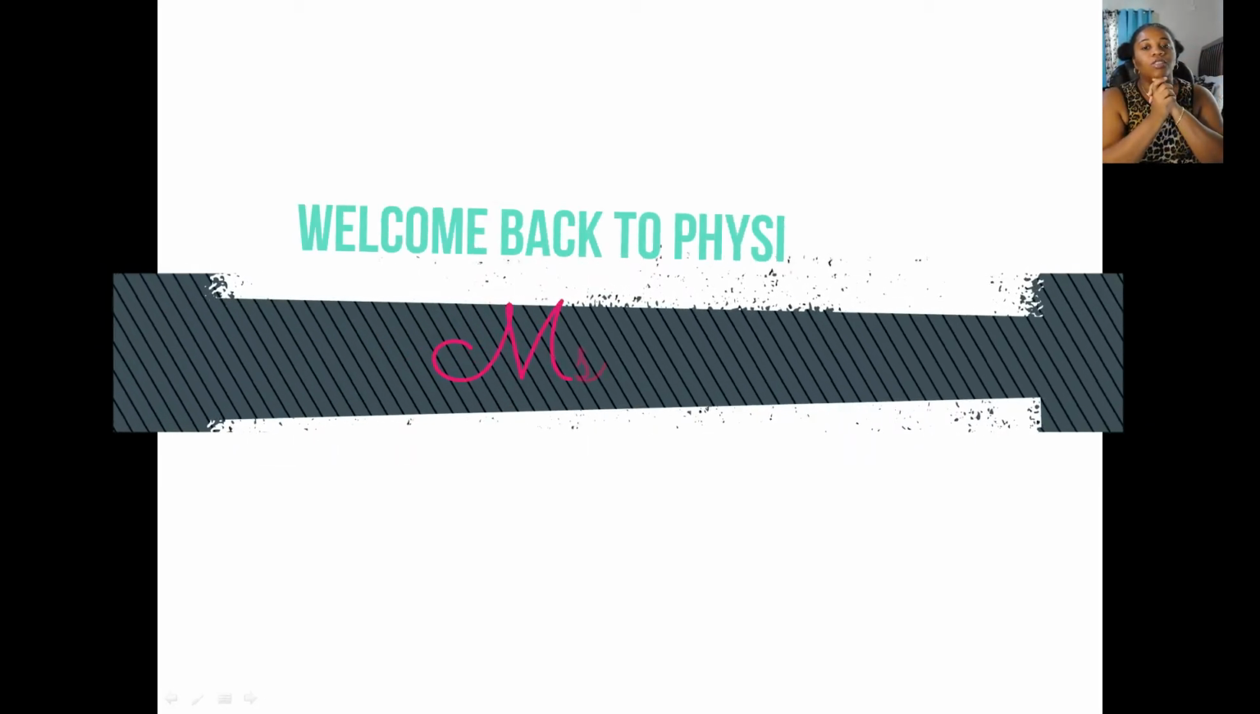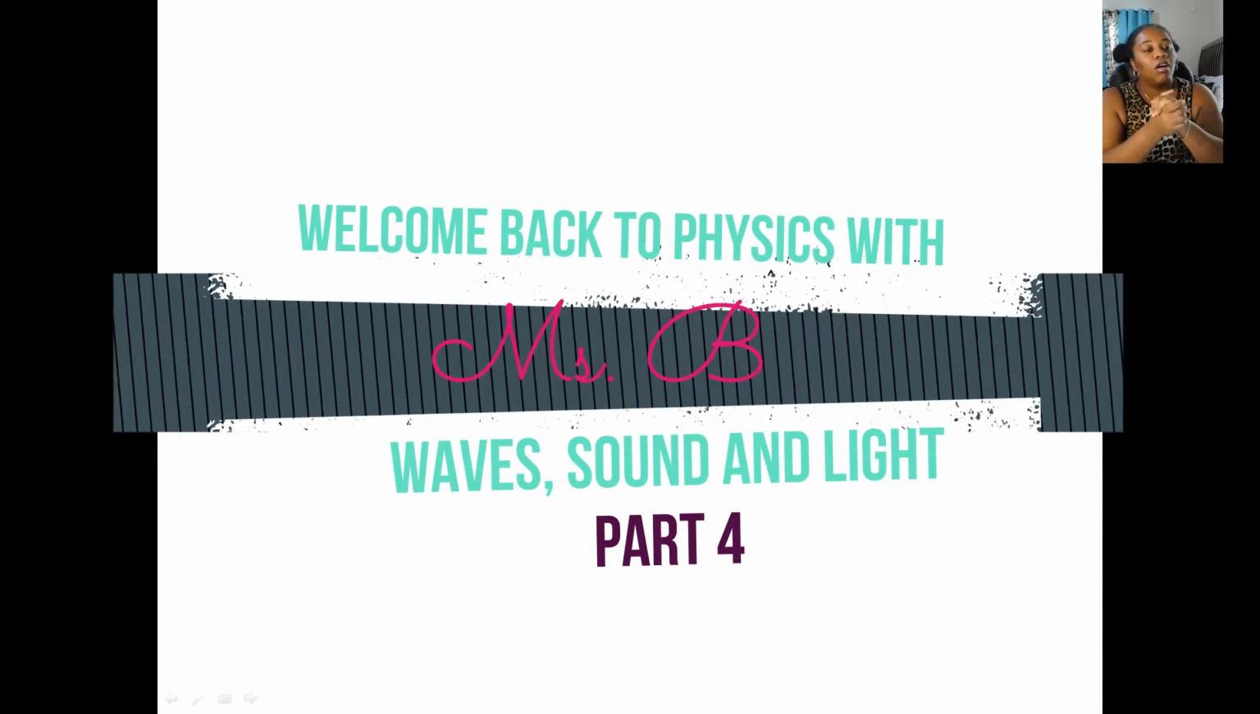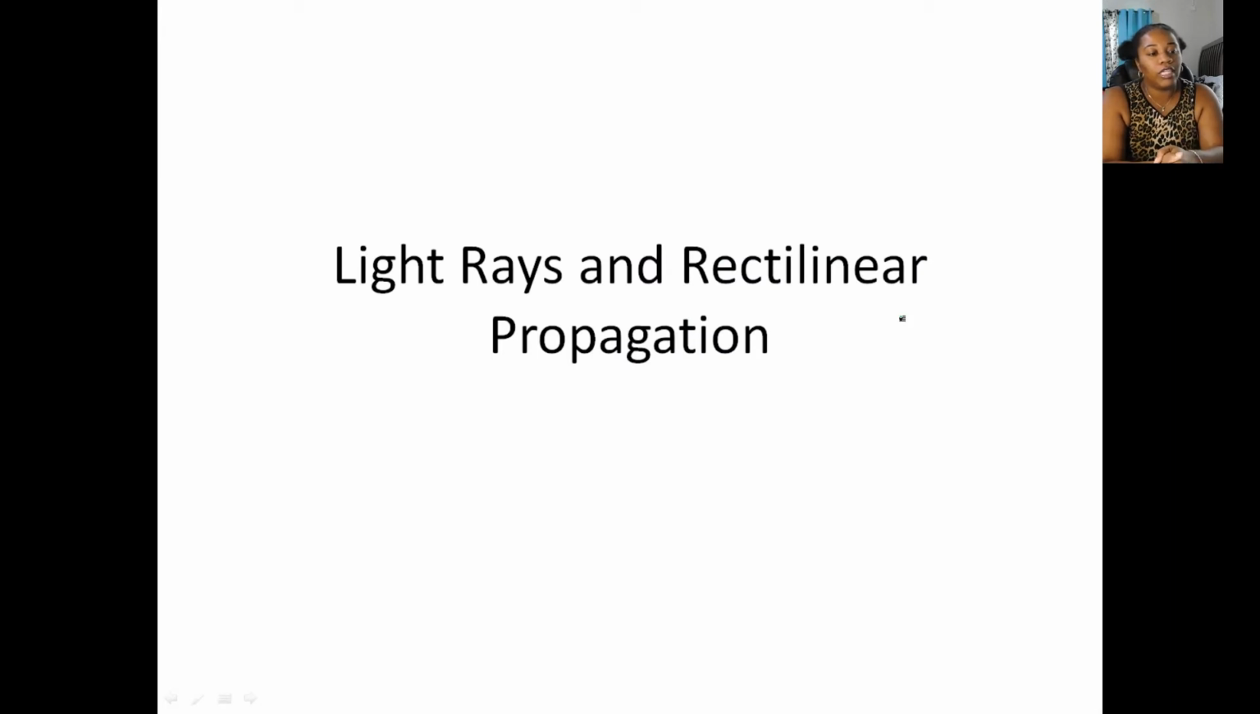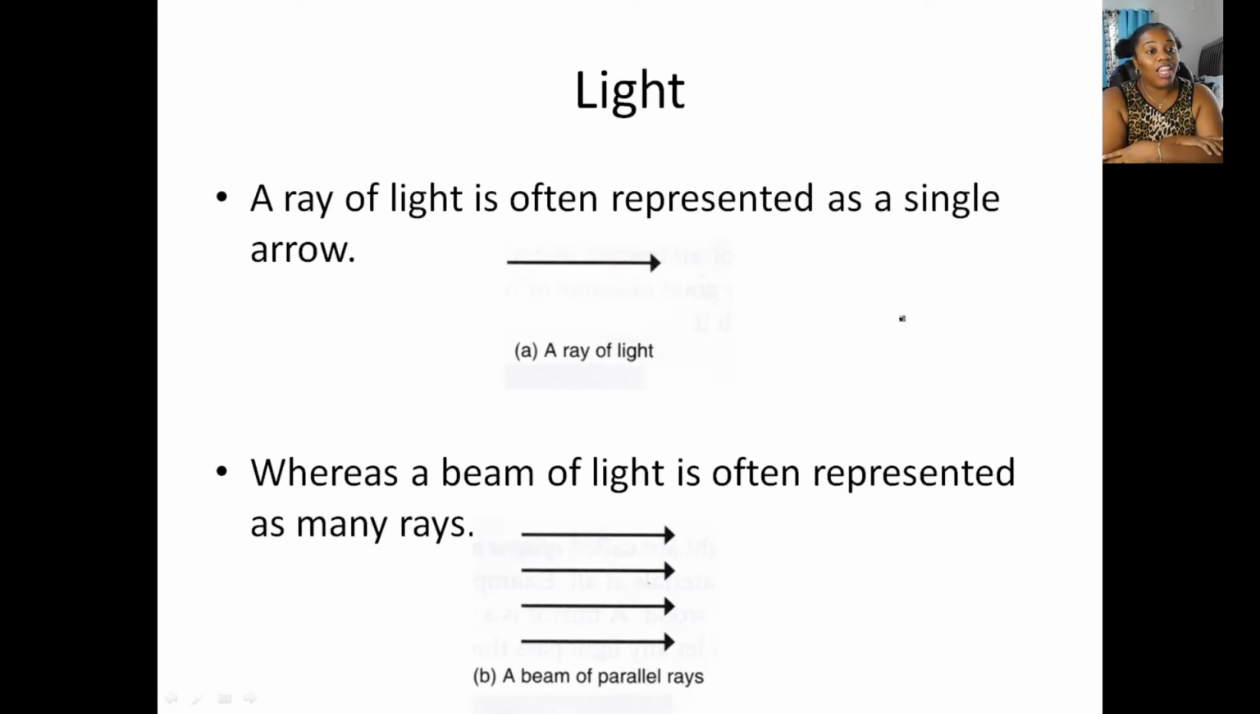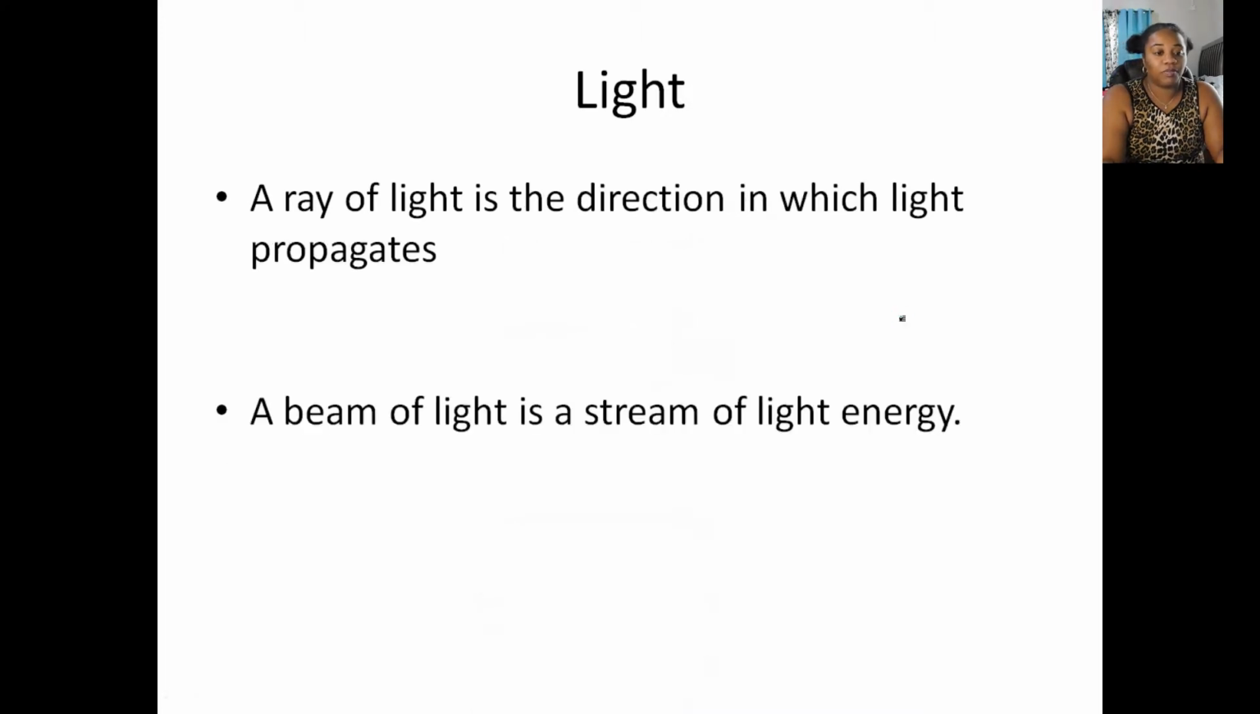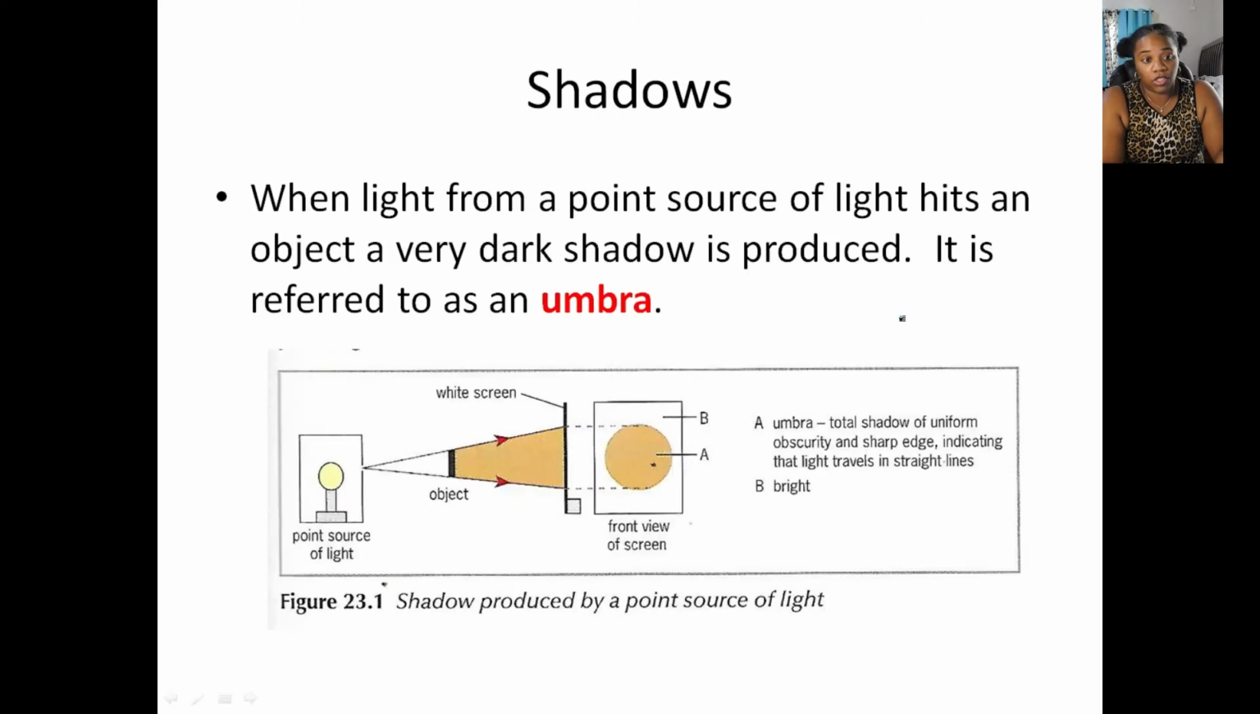Alright, so welcome back to our fourth installment of Waves, Sound, and Light, and now we're moving on into light rays and rectilinear propagation. Rectilinear means to go in a straight line. A ray of light is often represented as a single arrow, whereas a beam of light is often represented as many rays. A ray of light is the direction in which light propagates. A beam of light is a stream of light energy.